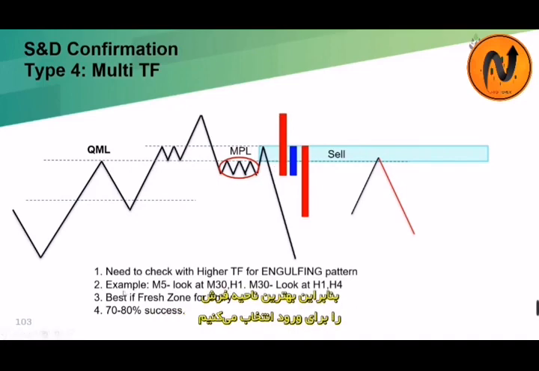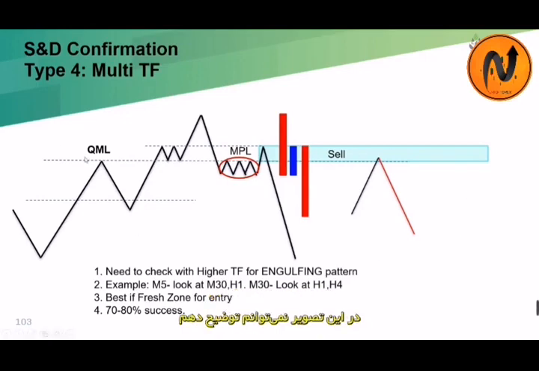All right, so best if fresh zone for entry. So means that higher time frame, this is fresh zone. So it is the best. Sometimes it has some retest, means that the risk is higher. All right, if it's a fresh one, then you can confirm that the price will definitely reject from that area. But the rejection, is it a lot or just a small rejection, which can give you quite a good risk reward ratio? It depends on the whole chart.